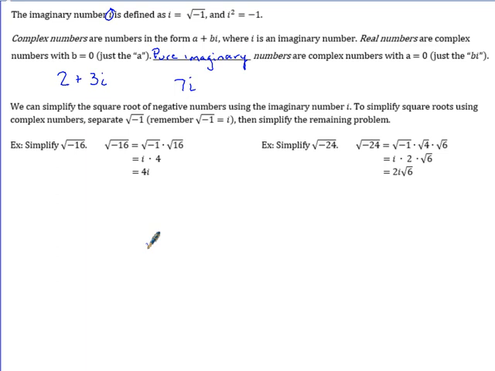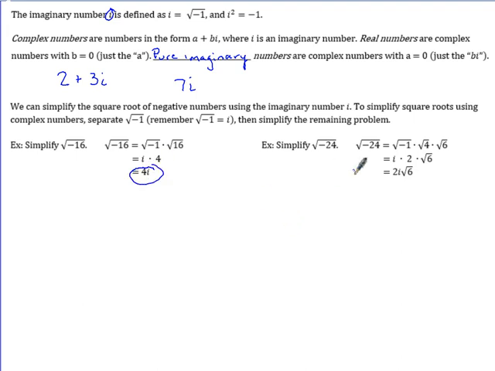So we can use i to simplify square roots when we have the square root of a negative number. For example, if I were going to take the square root of -16, I'm going to break that apart as the square root of -1 times the square root of 16. The square root of -1 is i. The square root of 16 is 4. So the square root of -16 simplifies to 4i.